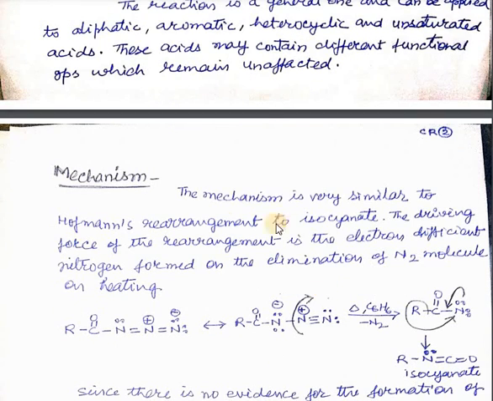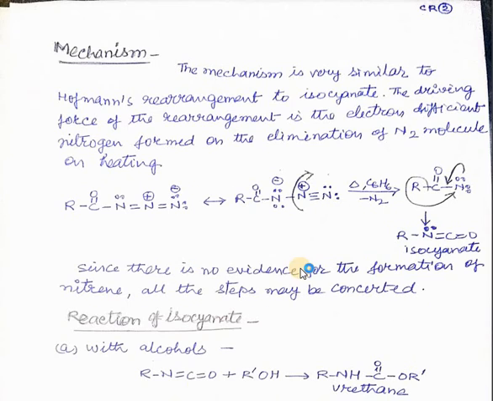Mechanism. The mechanism is very similar to the Hofmann rearrangement, in which an isocyanate is obtained. The driving force of the rearrangement is the electron deficient nitrogen formed on the elimination of a nitrogen molecule on heating.